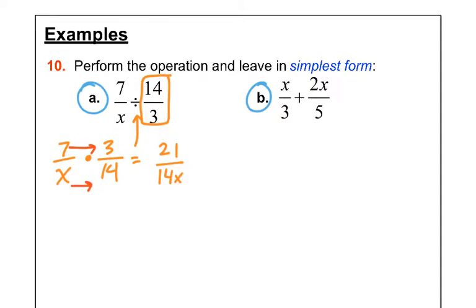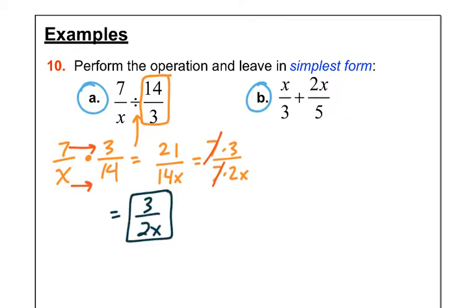And there you go. I do think there's a number I can maybe divide out of the top and bottom, because I see that they both have a 7 in common, right? This is 7 times 3, and this is 7 times, well, 2x, I guess, with the x. And look at the 7's go away. Go away. And you are left with, final answer, a 3 on top and a 2x on the bottom. Okay, dividing by a fraction, you multiply by the reciprocal. Let's see how you did on part B.